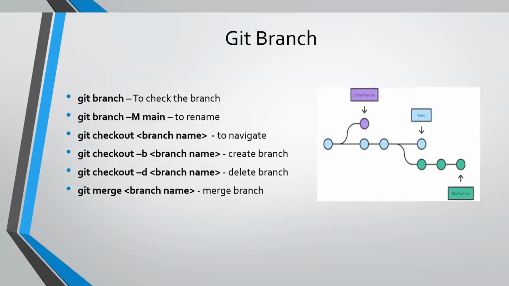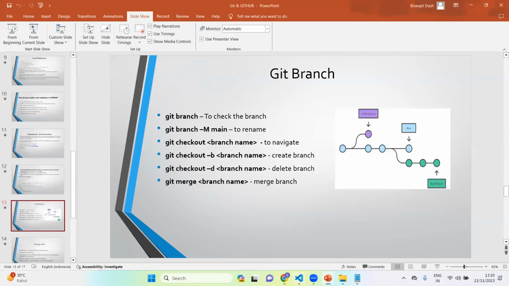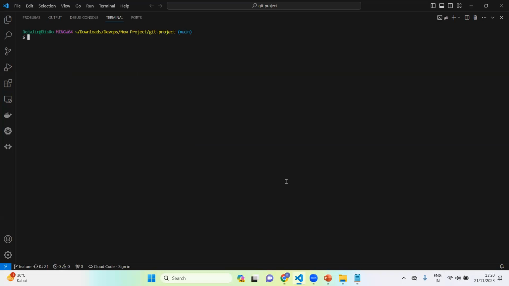Okay, now we'll see git branch. What is git branch, what is the git branching strategy, and how to check out or how to merge the branches. Okay, so let's go to our VS Code and we will see. Let's clear it. Git branch. So git branch shows the main branch. Currently our git branch is main, right?